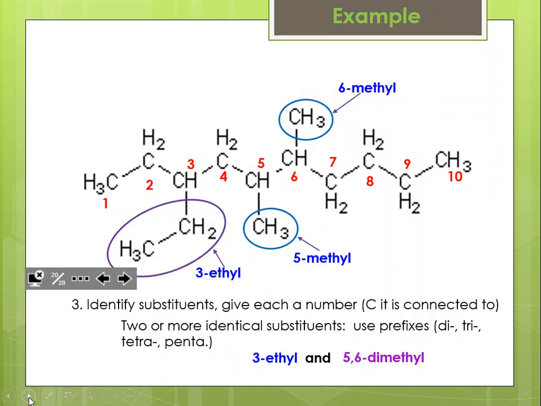So this is what we're looking at here. We have the 3-ethyl, we have the 5 and the 6-methyl groups. These are going to be part of our names right here. Now we have to figure out how they go in what order. What order do they go in?